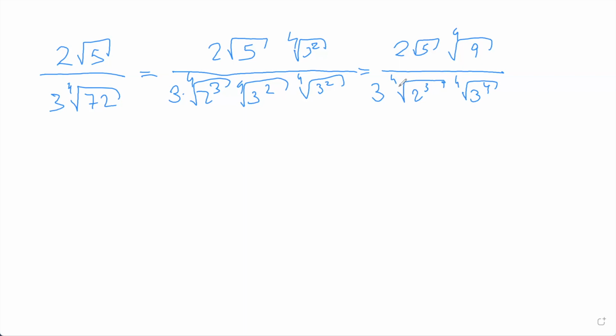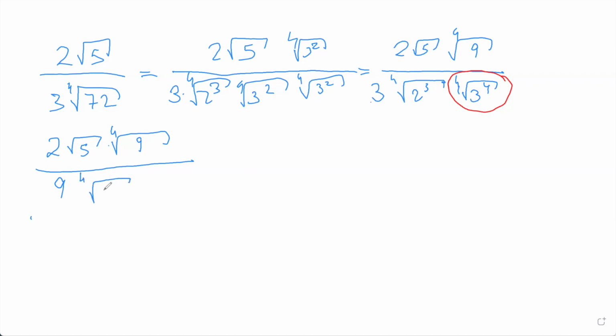What will this give? Who can tell me what this is? How much is this? 3. Yes. So let's restructure our formula: the top is 2 root 5 times the 4th root of 9. It did not change. Downwards, I'm going to make 3 and 3 into 9 here. I'm going to write 9, and I have left the 4th root of 2 to the power of 3.